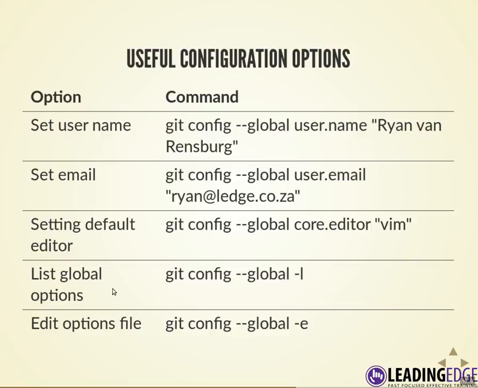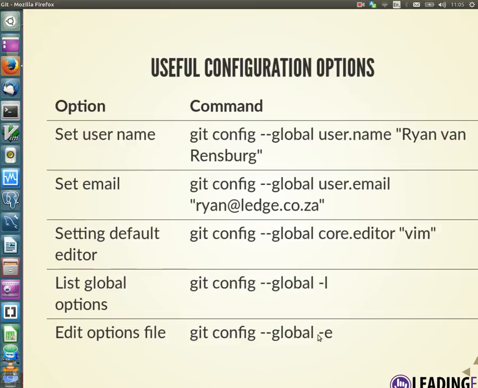To list all the options on a particular level, we say git config, whichever level we want, and then -l for list. And if you want to open up the actual configuration file in your favorite editor and change everything in one shot, you can say git config, whatever level you're working on, and then -e for edit, and that will open up in the default editor. So let's go ahead and try some of these options now using the Git command line.